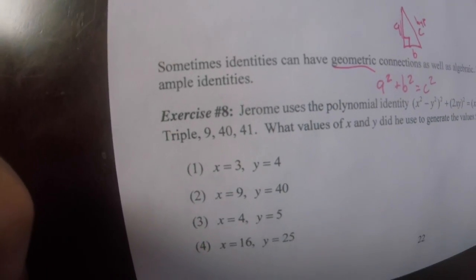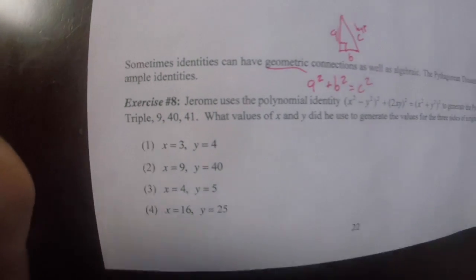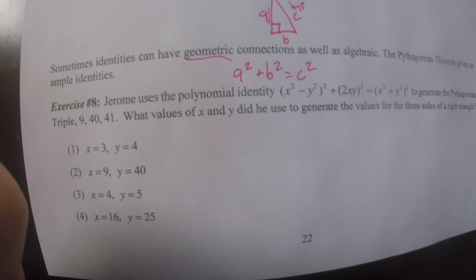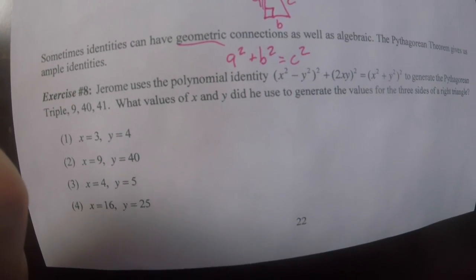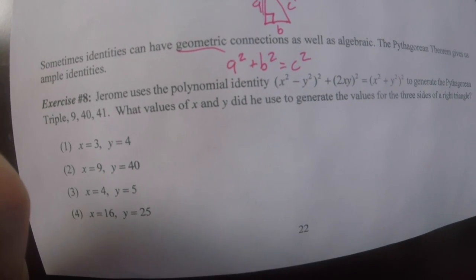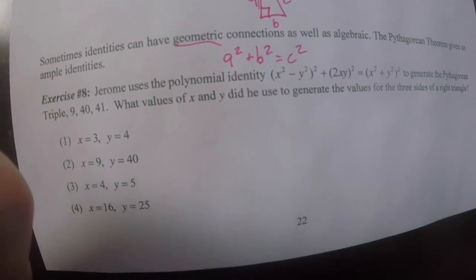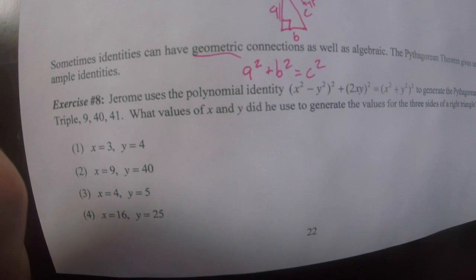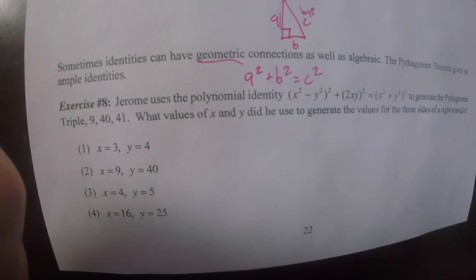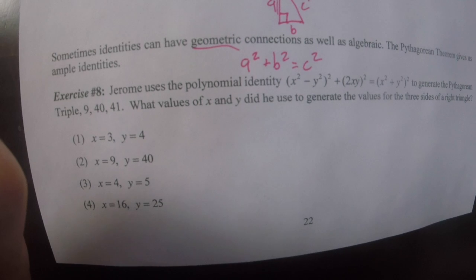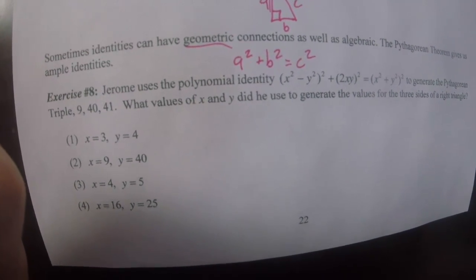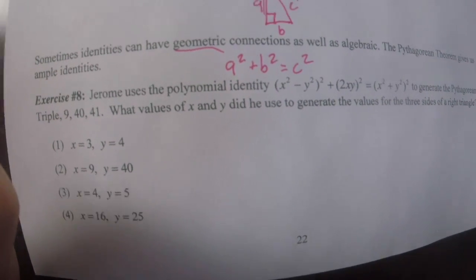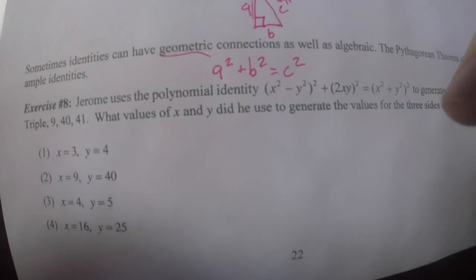All right, so exercise number 8 says Jerome uses the polynomial identity. Whoa, look at this mess. X squared minus y squared plus 2xy squared equals x squared plus y squared to generate the Pythagorean triple 9, 40, 41. What values of x and y did he use to generate the values for the 3 sides of the right triangle?